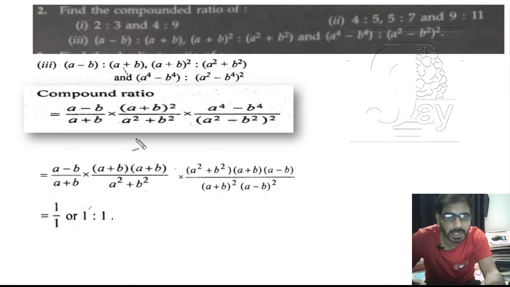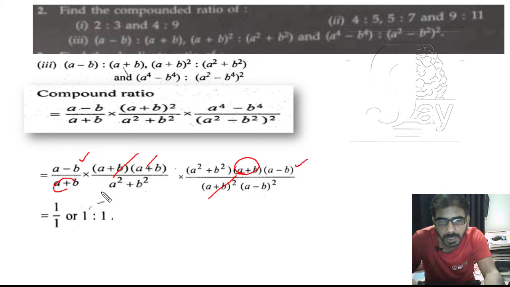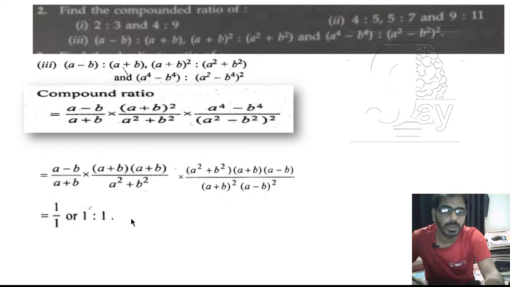So basically we can cancel. You see (a plus b) whole square 2 times we have, so it goes 2 times. Then we have a plus b here, and again a plus b here, so it gets cancelled, and a minus b, and we have a minus b another, yes, (a minus b) whole square 2 times, so this is gone, and we have a square plus b square here, and all the terms get cancelled, and the ratio is 1 is to 1. Okay, moving on to the next question.